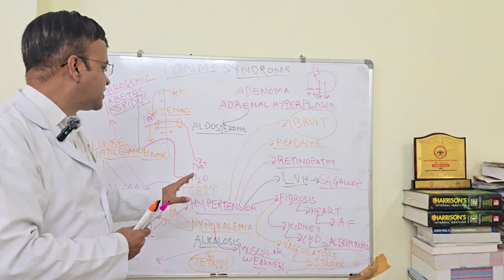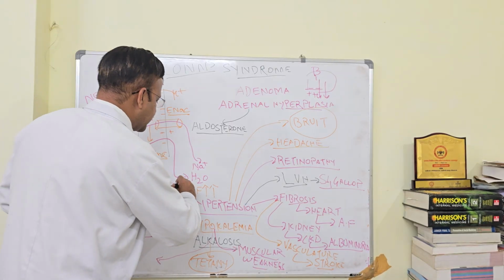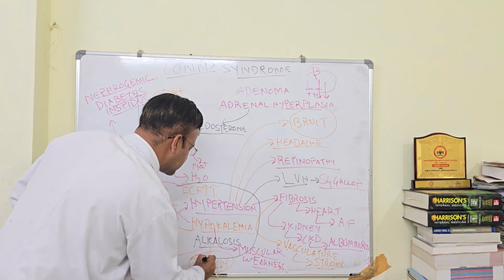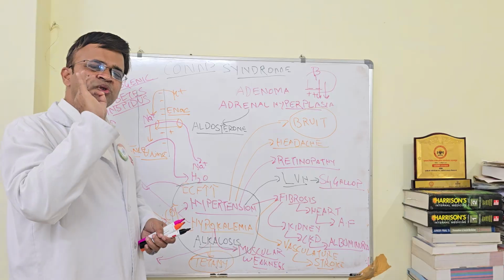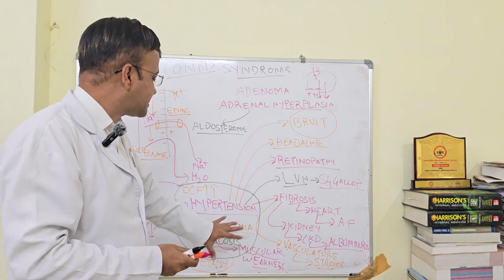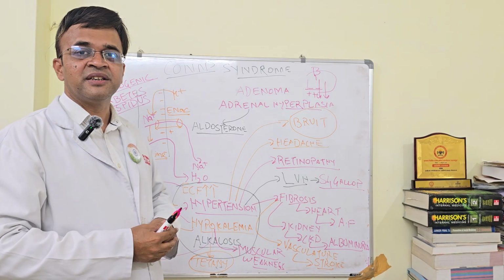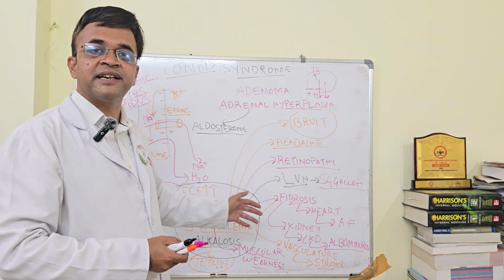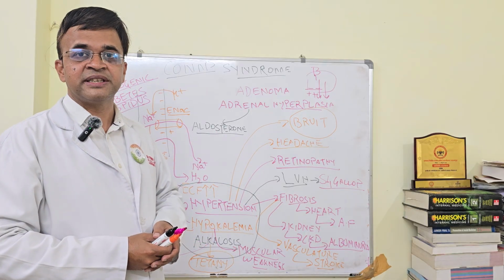Now one very peculiar thing you might have noticed: ECF is increased, hypertension is increased, hypokalemia, alkalosis. This looks almost identical to which syndrome? Liddle syndrome. So how are you going to differentiate between Conn syndrome and Liddle syndrome?